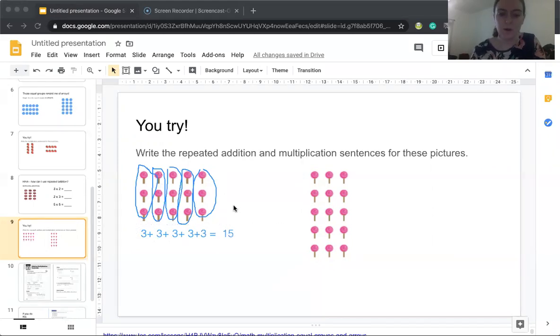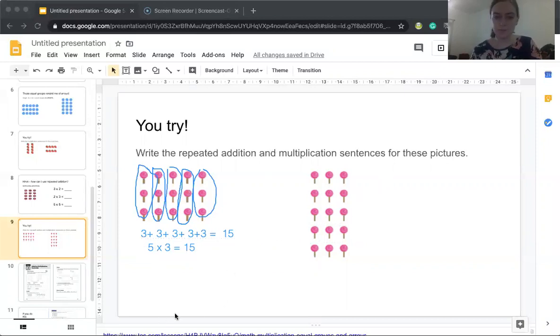Now I can also write a multiplication sentence for this. So I know I have 1, 2, 3, 4, 5 groups. There's my multiplication symbol. And in each group, I have 1, 2, 3. So 5 times 3, I know from my basic facts, is 15. So there's my repeated addition sentence and my multiplication sentence.